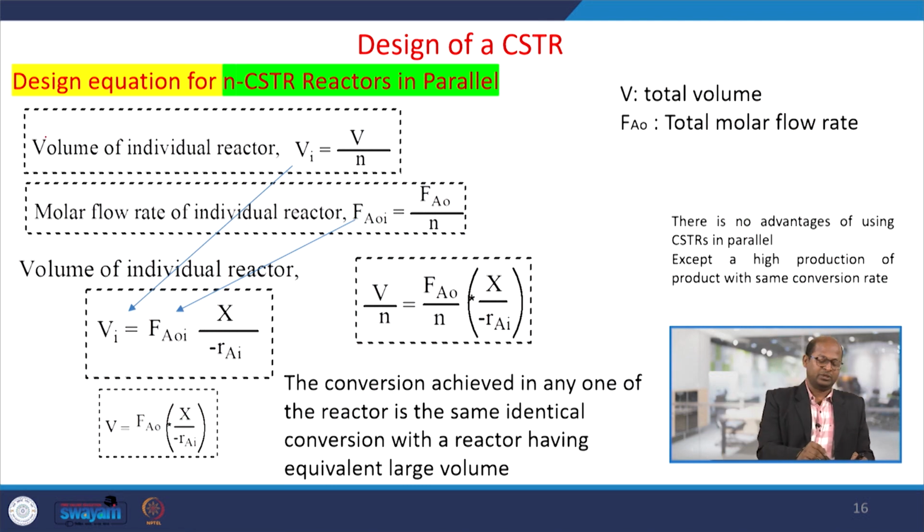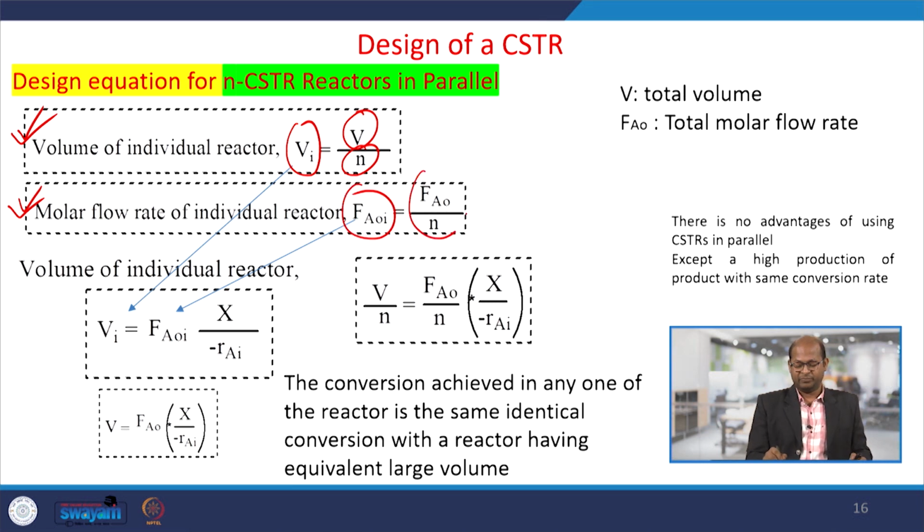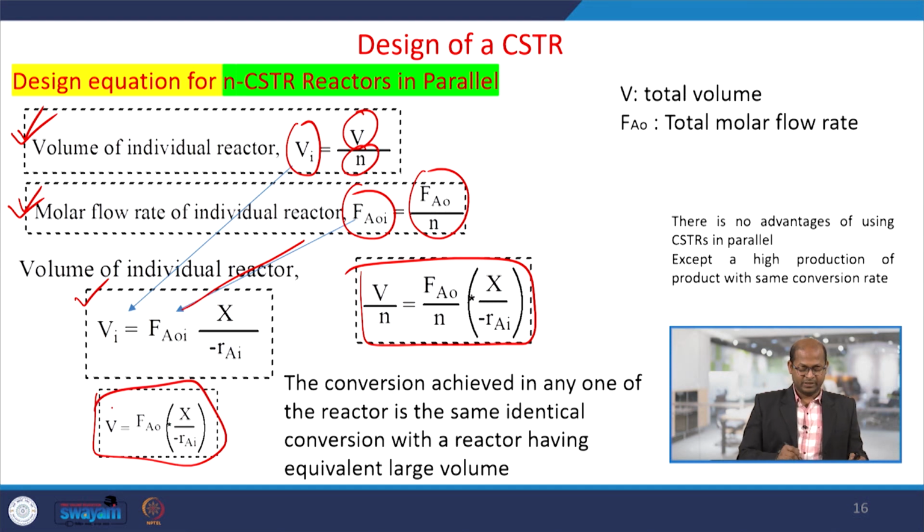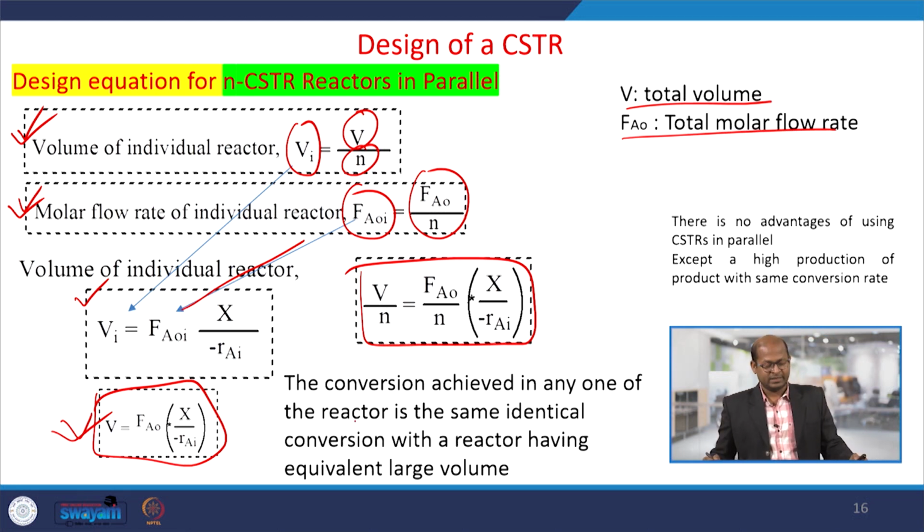The total volume is V and the total number of reactors is n, so Vi is the individual reactor volume, V by n, and the individual molar flow rate Fa naught i equals Fa naught by n. We can substitute this in the design equation. Then in the end we get V equals Fa naught X by minus RA. Here the total volume is V and Fa naught is the total molar flow rate.